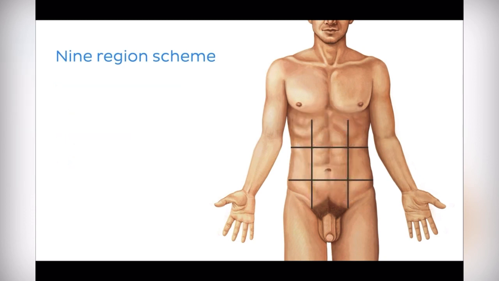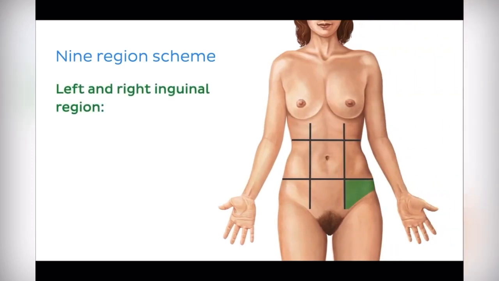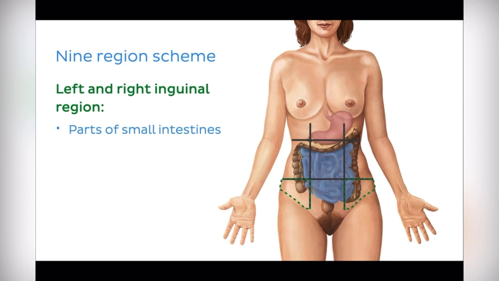On either side of the epigastric region is the right and left lateral region of the abdomen, which contains components of the large and small intestines. Distal to the lateral regions, we found the left and right inguinal region. Structures within these regions include parts of the small intestine, large intestine, and the ovaries and fallopian tubes in females.